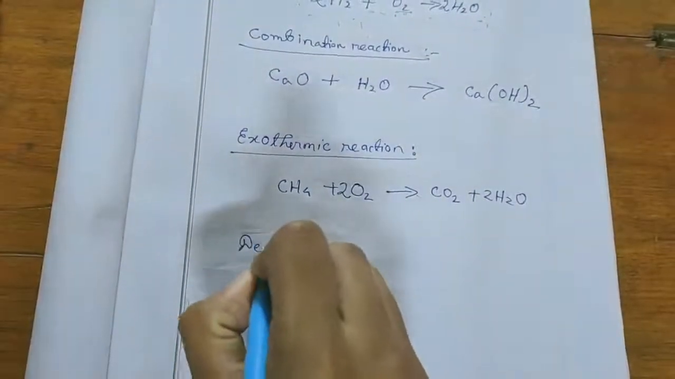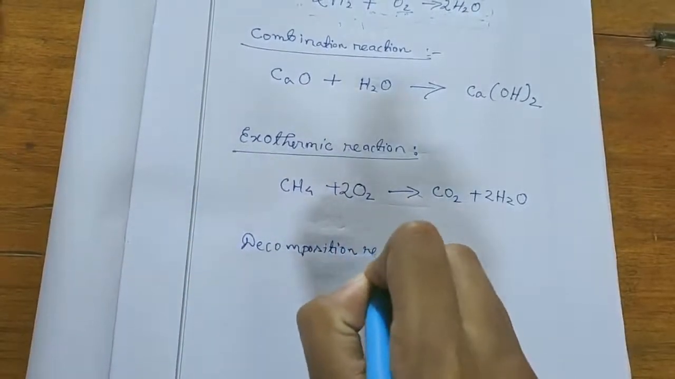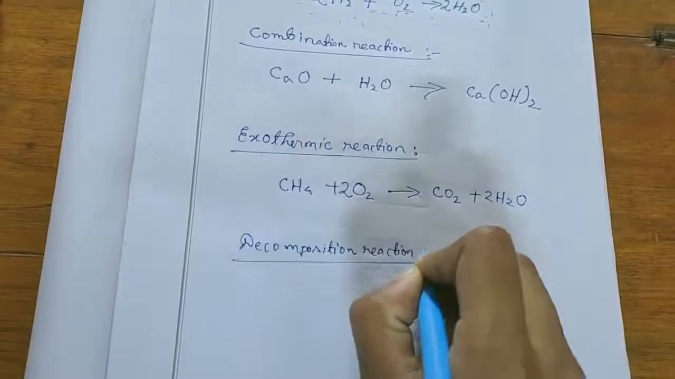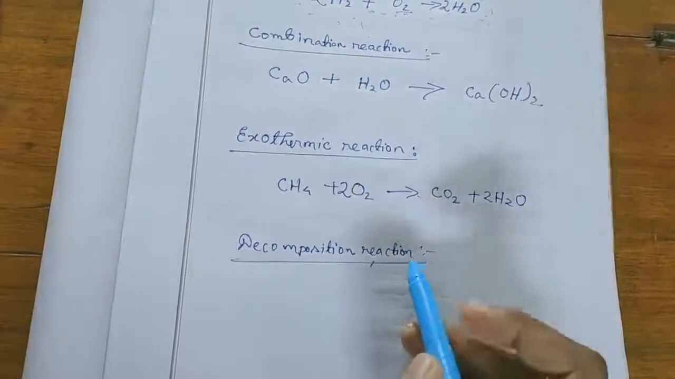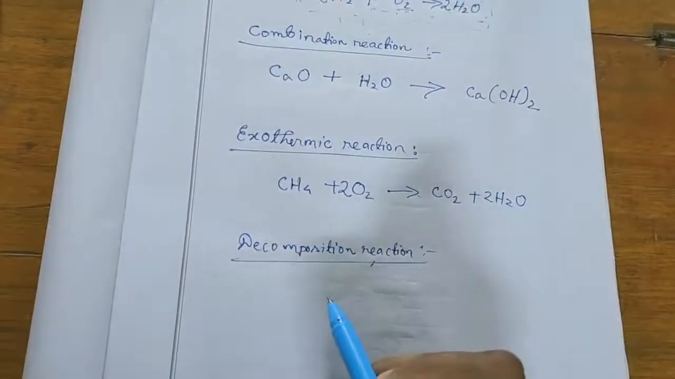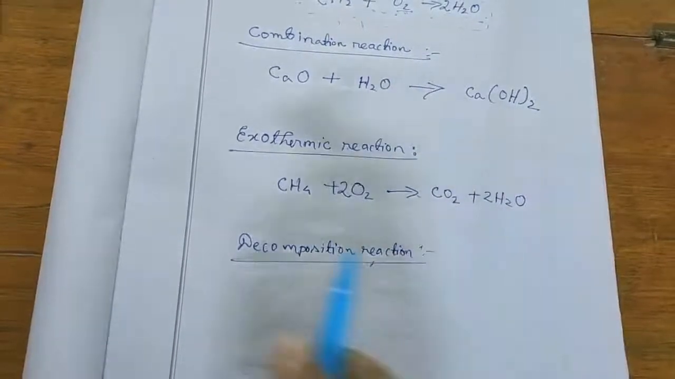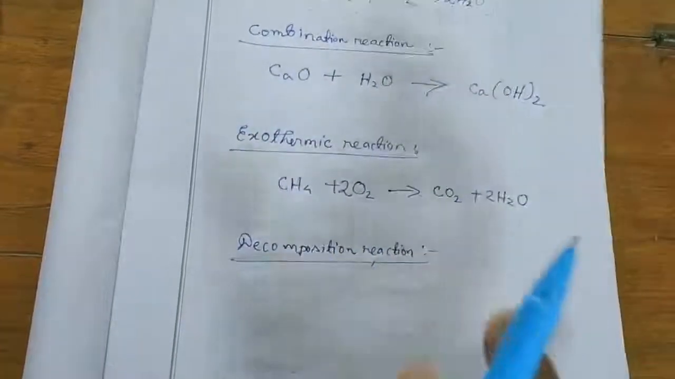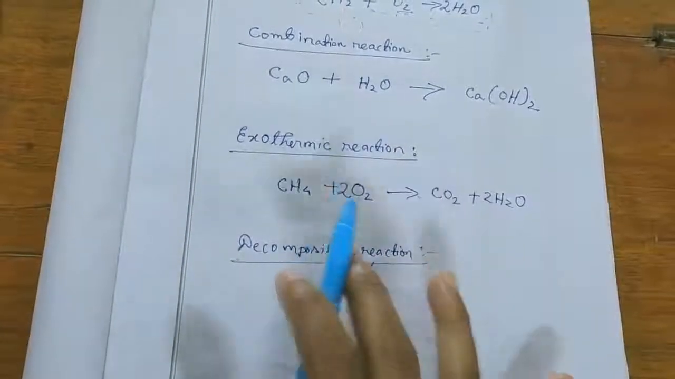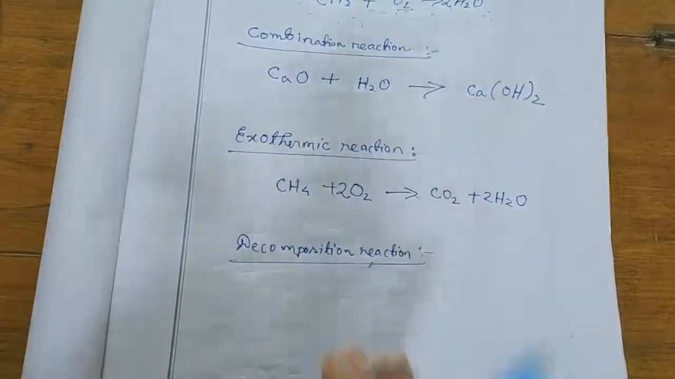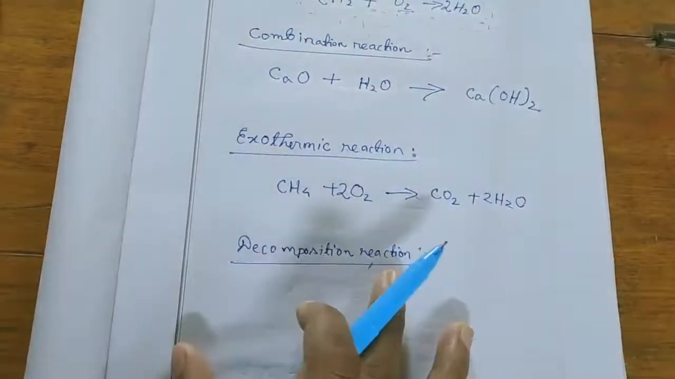The next one is decomposition reaction. A decomposition reaction is one in which a single substance decomposes to give two or more substances. That is, a substance breaks down and we get two or three separate products. That is why it is called decomposition, meaning the substance decomposes.